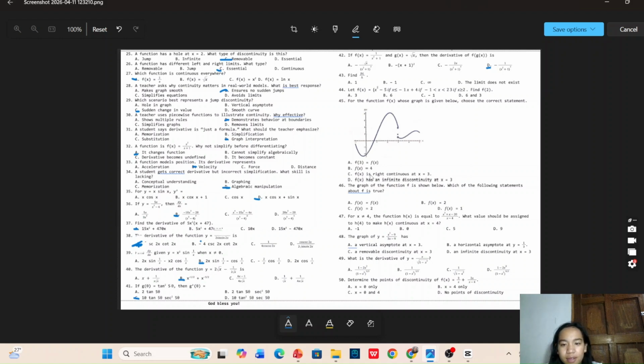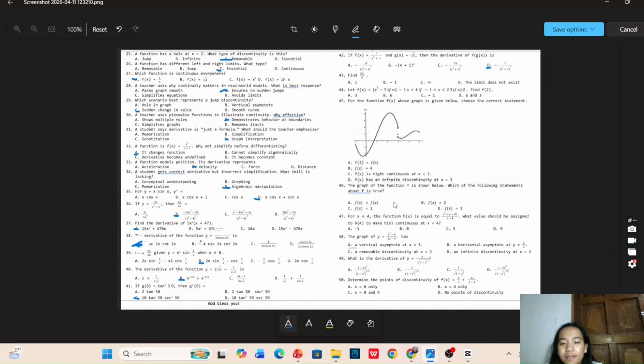So number 45, that is letter C. F of x is right continuous at x equals 3, since as we can see from the graph, it becomes continuous at x equals 3. So, yeah, it's x equals 3, and that's letter C.